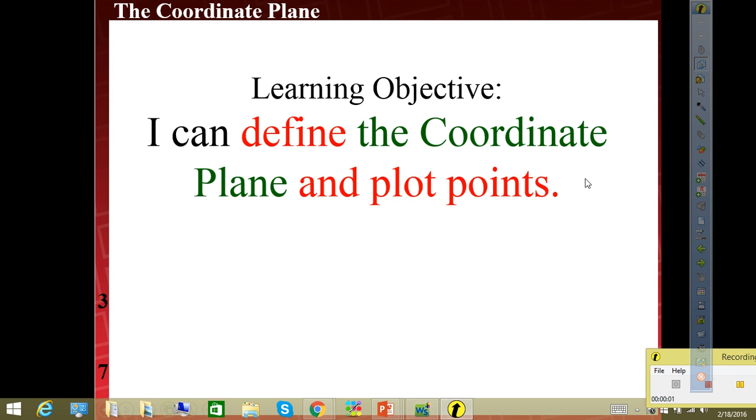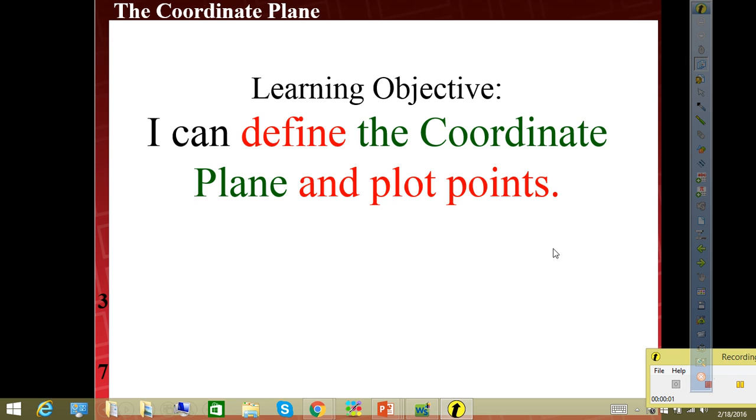Okay, here we go. Our objective for today: I can define the coordinate plane and plot points. Let's read together. 1, 2, 3. I can define the coordinate plane and plot points.